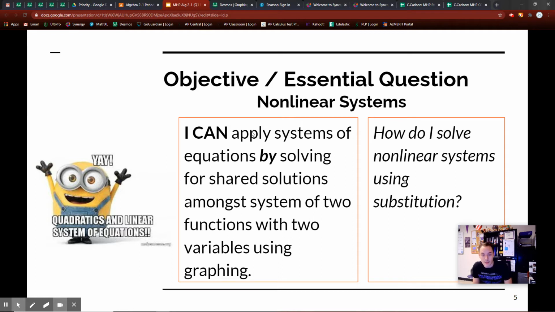This is going to be kind of hard because we're going to be using some review from Algebra 1 with your quadratics. I'm going to sprinkle that in a little bit, so I hope that's all right.